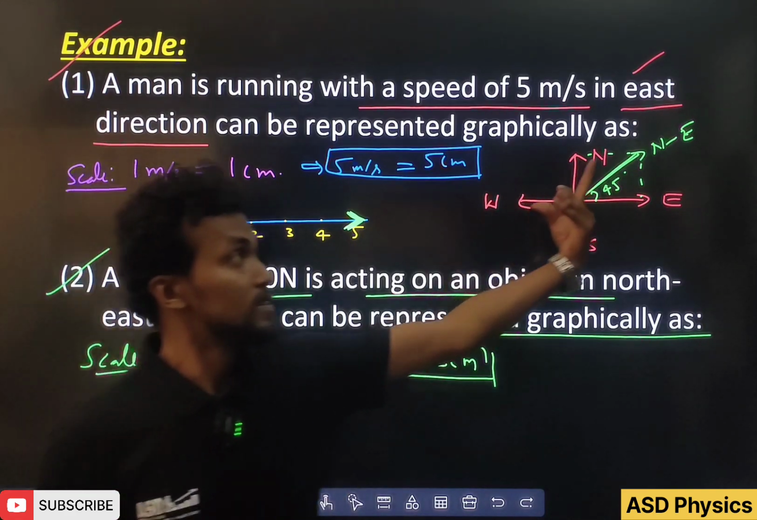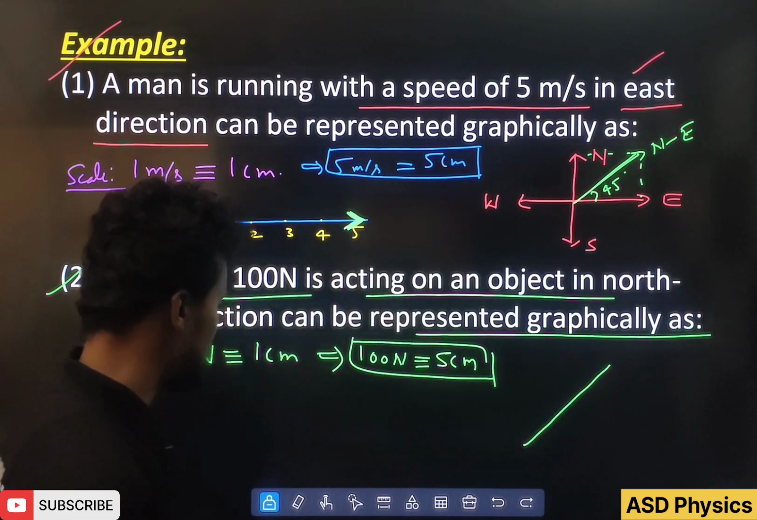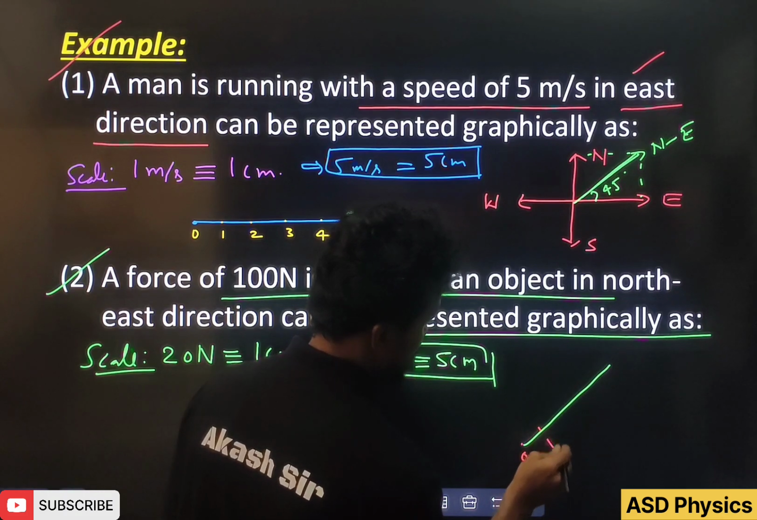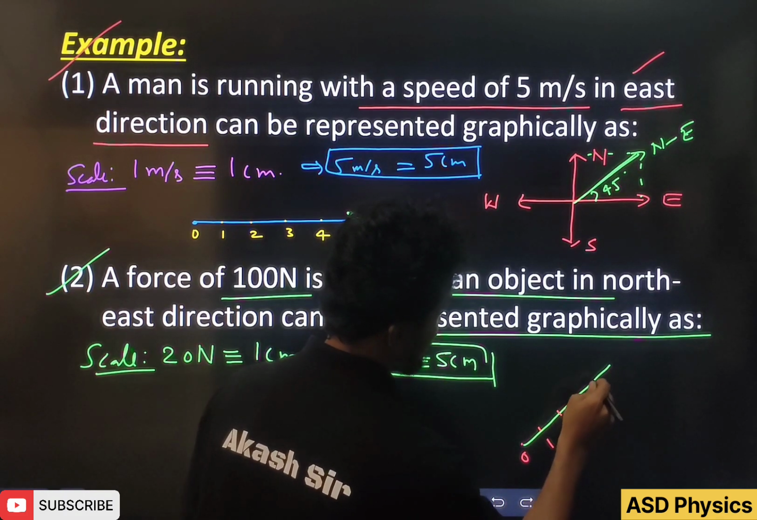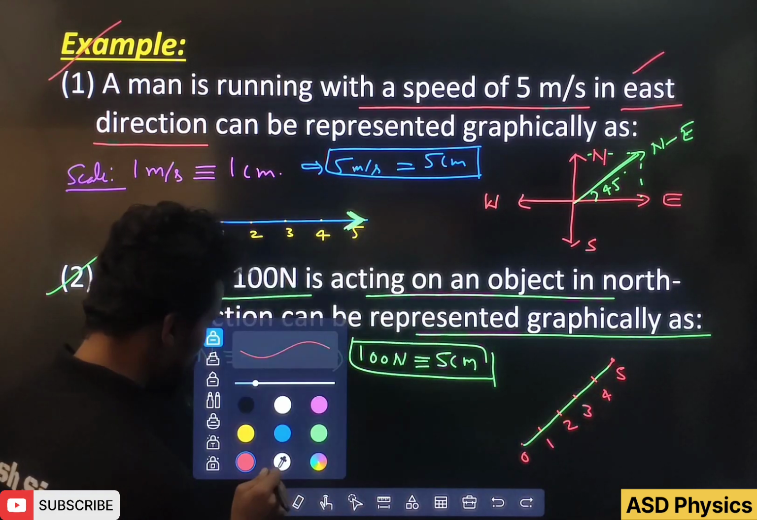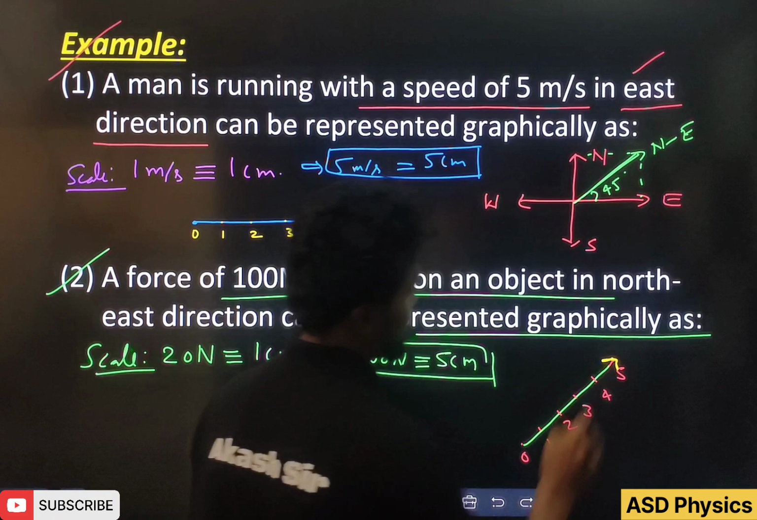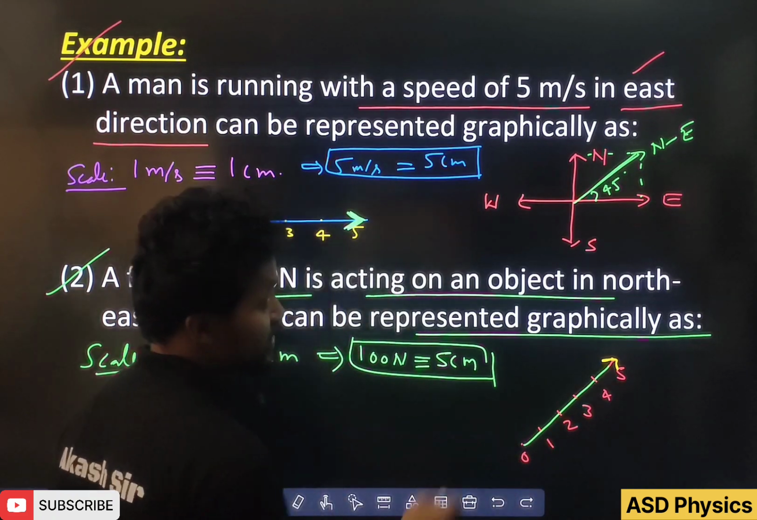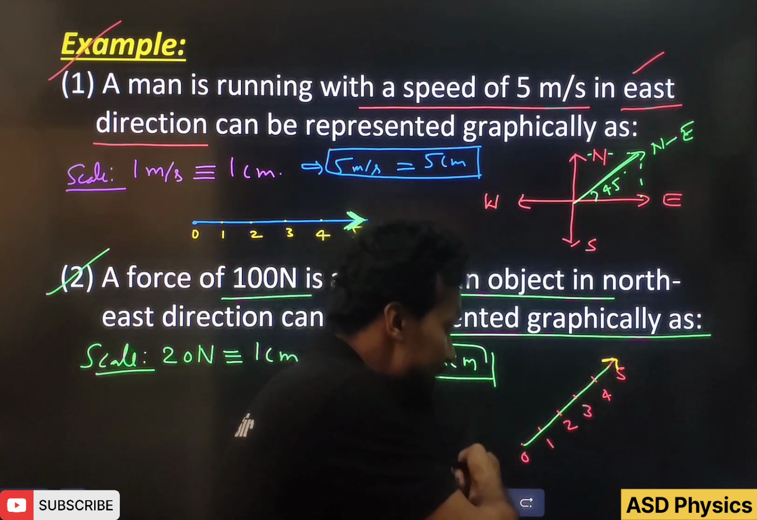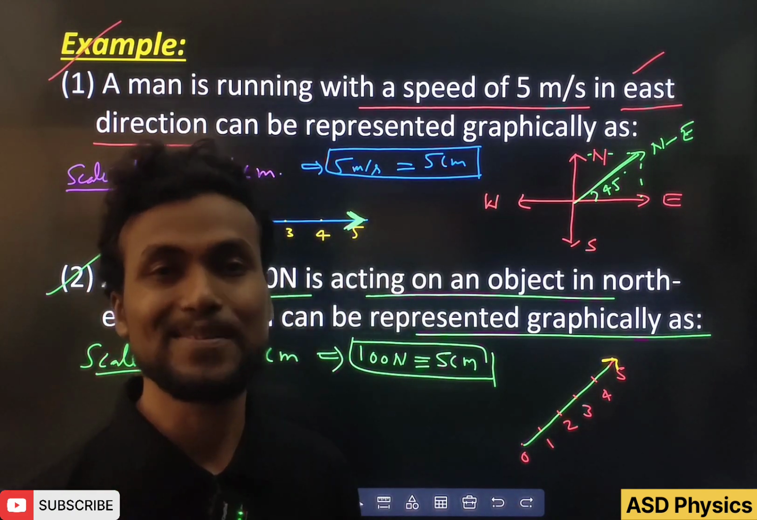Okay, now this line we have to draw in which direction? Northeast direction. This is the northeast direction here. So let me draw the northeast direction like this. How much length? 5. So again here 0, 1, 2, 3, 4 and here 5. Now the arrowhead in which direction? This direction, northeast. If you put the arrowhead in the other direction, then it will go southwest. So the arrowhead represents the direction and this line represents what? Magnitude. That is the graphical representation.